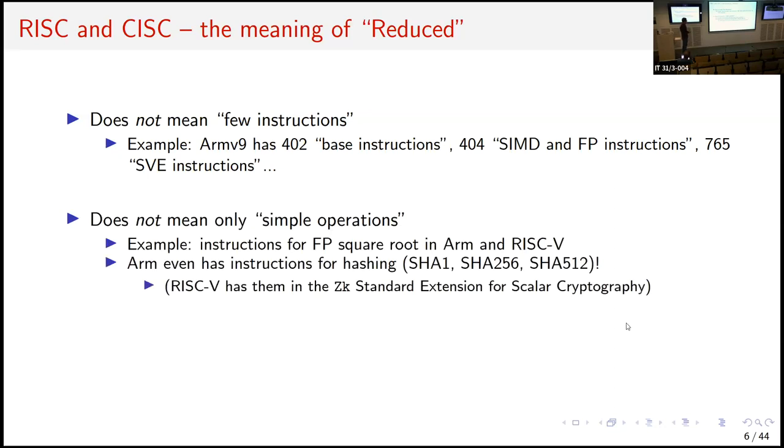Neither does it mean only simple operations, as in only something which you can trivially do with a hardware adder or with a hardware multiply unit. For example, there are instructions for the floating point square root, both in ARM and RISC-V. ARM has instructions for hashing, for at least three hashing algorithms that I could find. RISC-V also has them in the standard extension for cryptography. So that's also not it.